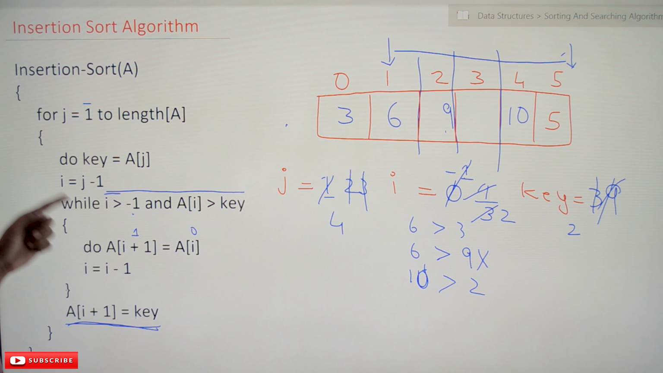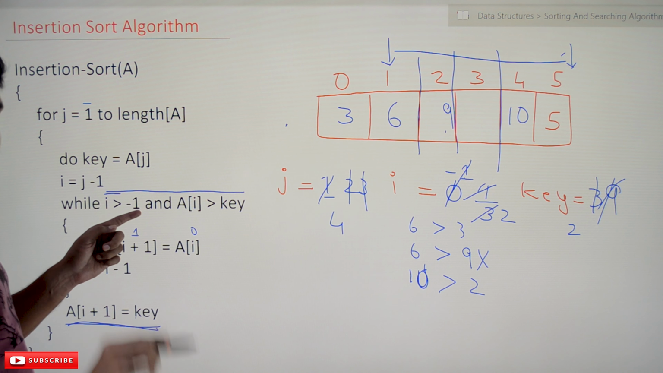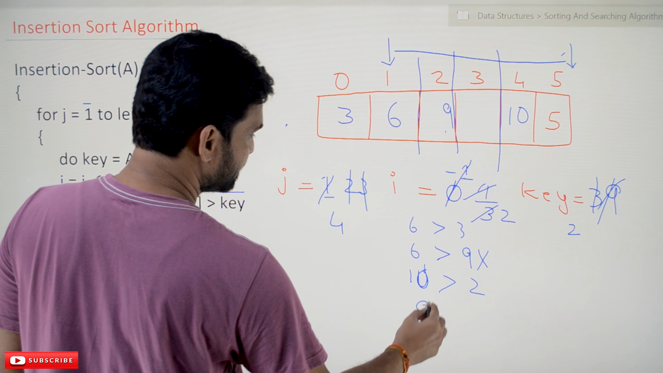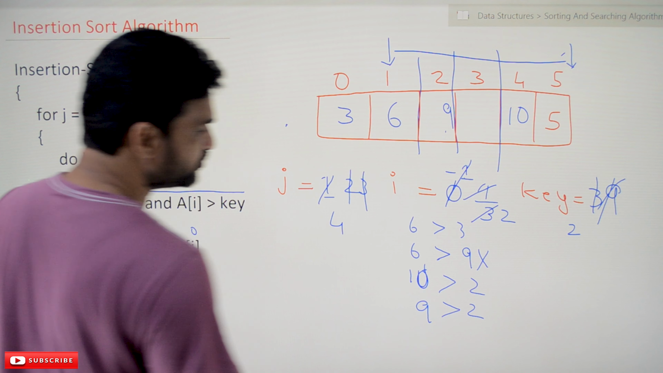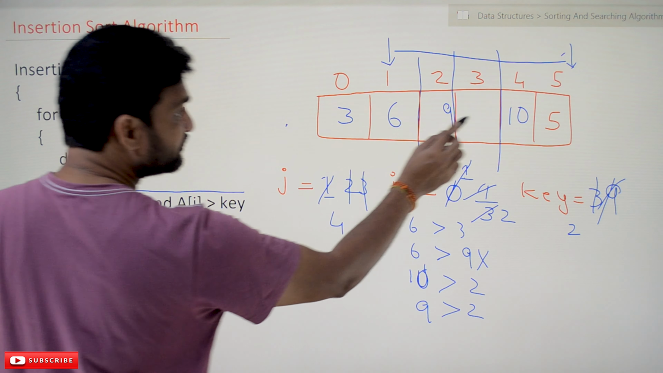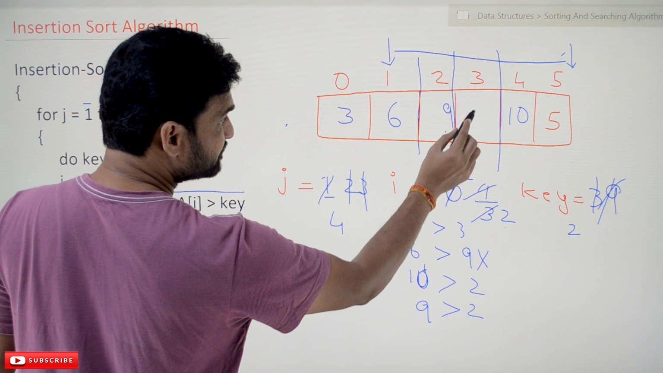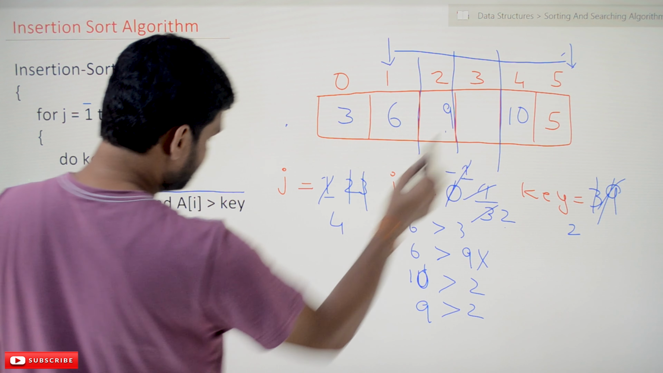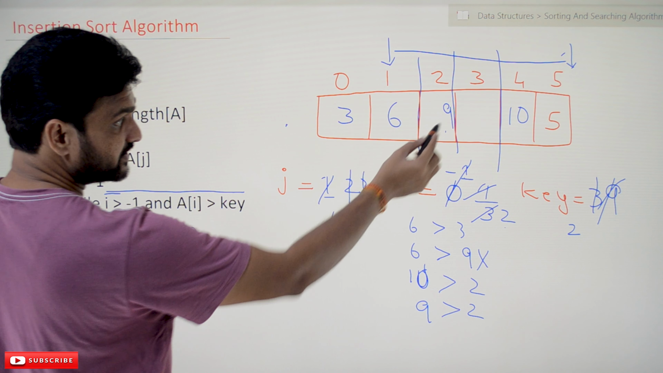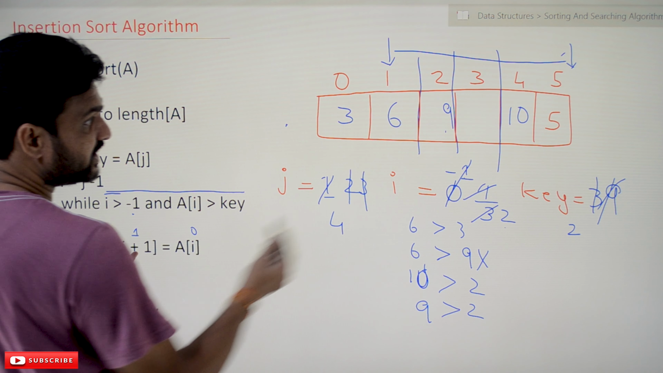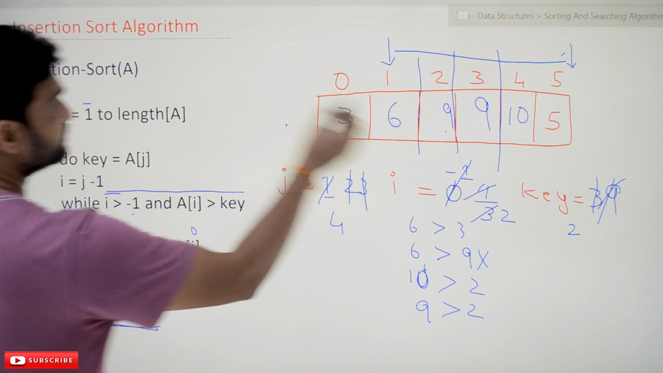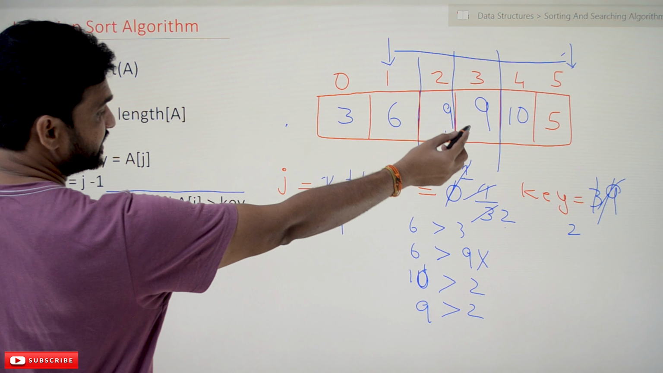Now again the while loop. Is i greater than minus 1? Yes, it is true. a of i means a of 2, which is 9. Is 9 greater than 2? Yes, it is true. So we come into a of i plus 1. i is 2, so i plus 1 means 3. a of 3 is equal to a of i, which is 9. This one will be shifted here, and this one will be shifted here.